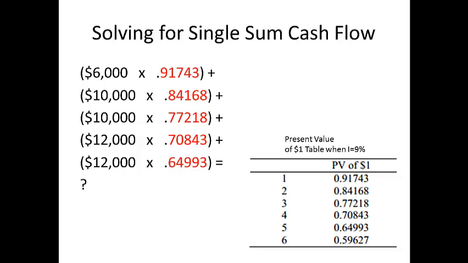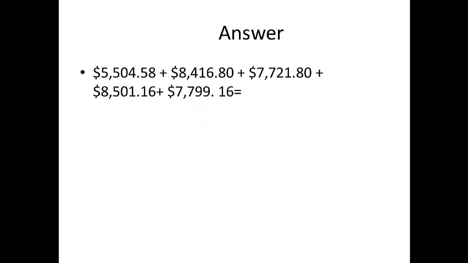To make it simple, it will be 5,504.58 plus 8,416.80 plus 7,721.80 plus 8,501.16 plus 7,799.16 equals $37,943.60. That is going to be the present value for this problem.